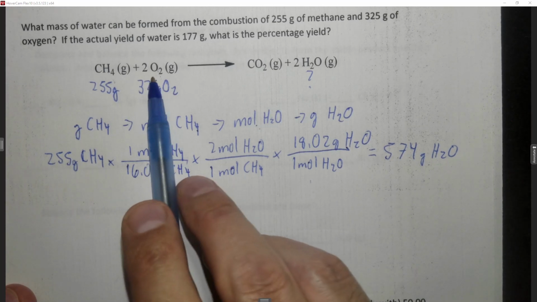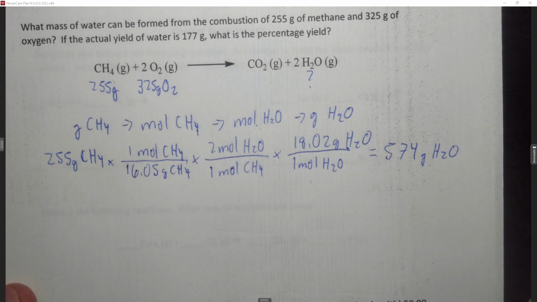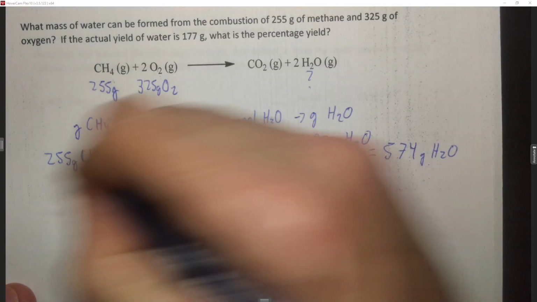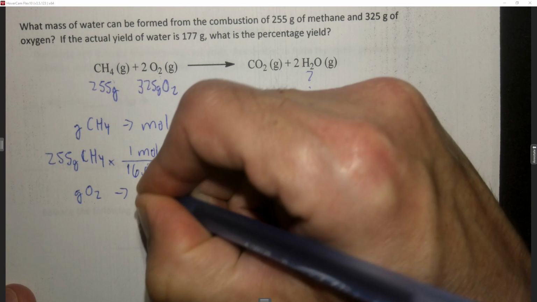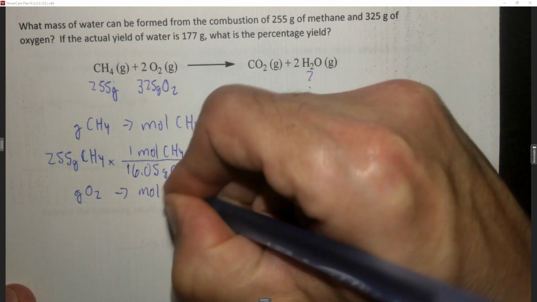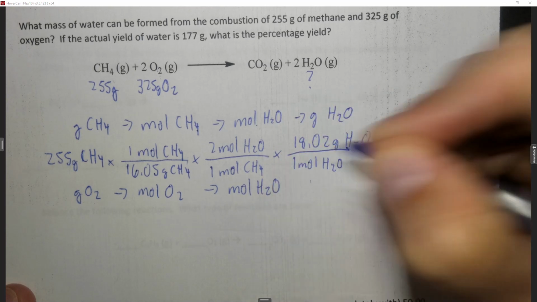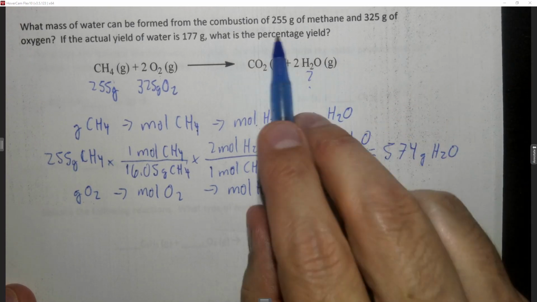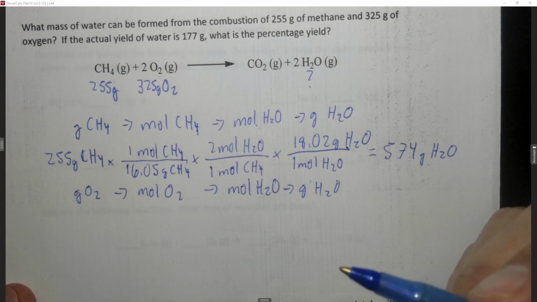To figure out if our oxygen runs out first, we figure out how much we can make with all of our oxygen and simply see which one is less. So to do that, let's take the same plan of attack, except this time using oxygen. This time we want to start with oxygen and convert grams of oxygen to moles of oxygen, then to moles of water, the same product, and then finally to grams of water. Again, we're finding water, not carbon dioxide, because it asks us what's the mass of water that can be formed.